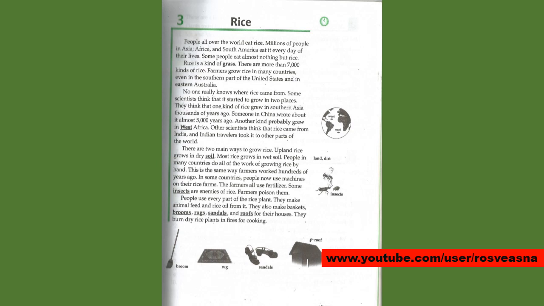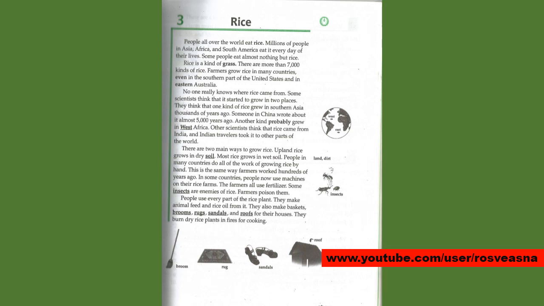No one really knows where rice came from. Some scientists think that it started to grow in two places. They think that one kind of rice grew in southern Asia thousands of years ago. Someone in China wrote about it almost 5,000 years ago. Another kind probably grew in West Africa. Other scientists think that rice came from India, and Indian travelers took it to other parts of the world.